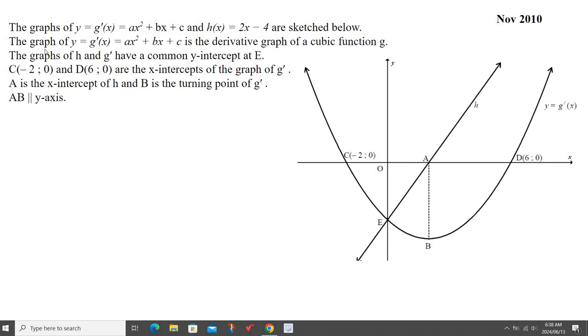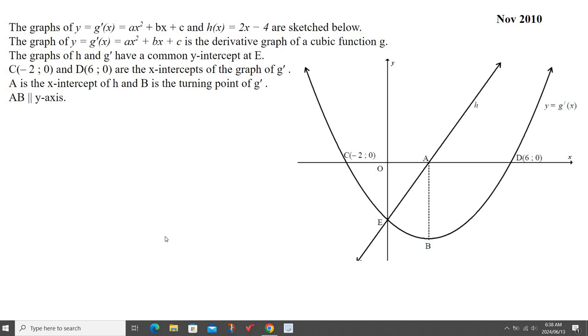Okay. And then it says the graphs of h and g have a common y-intercept at E right here. These are the x-intercepts, minus 2 and 0, and all that stuff. A is the x-intercept of h, and B is the turning point of g prime here, this graph of the derivative. Right there, that's the turning point. AB is parallel to the y-axis.